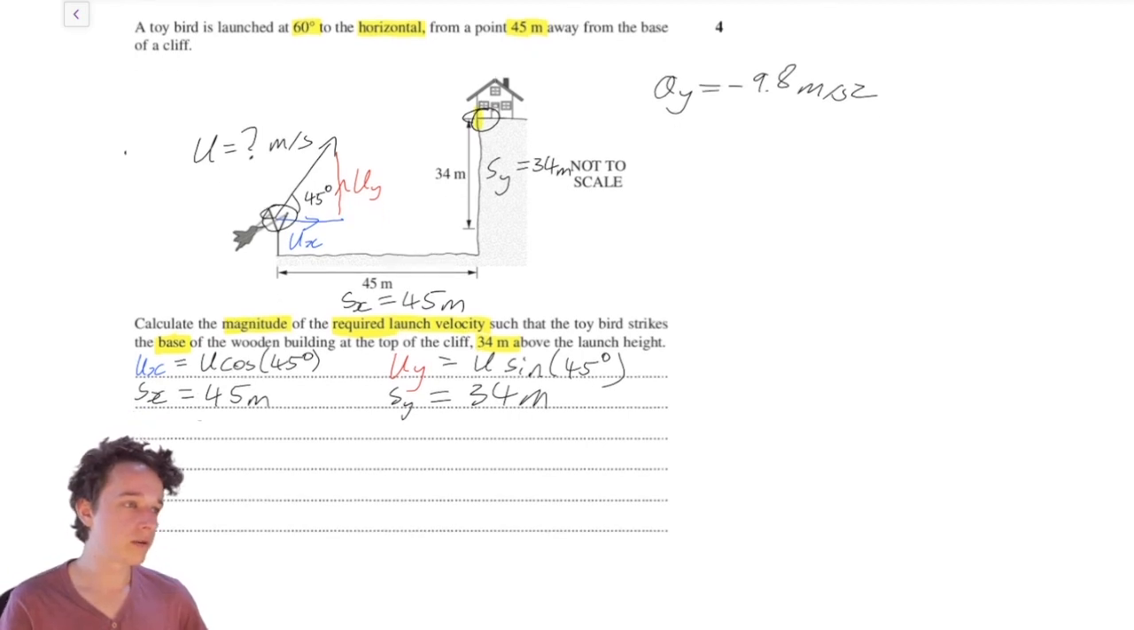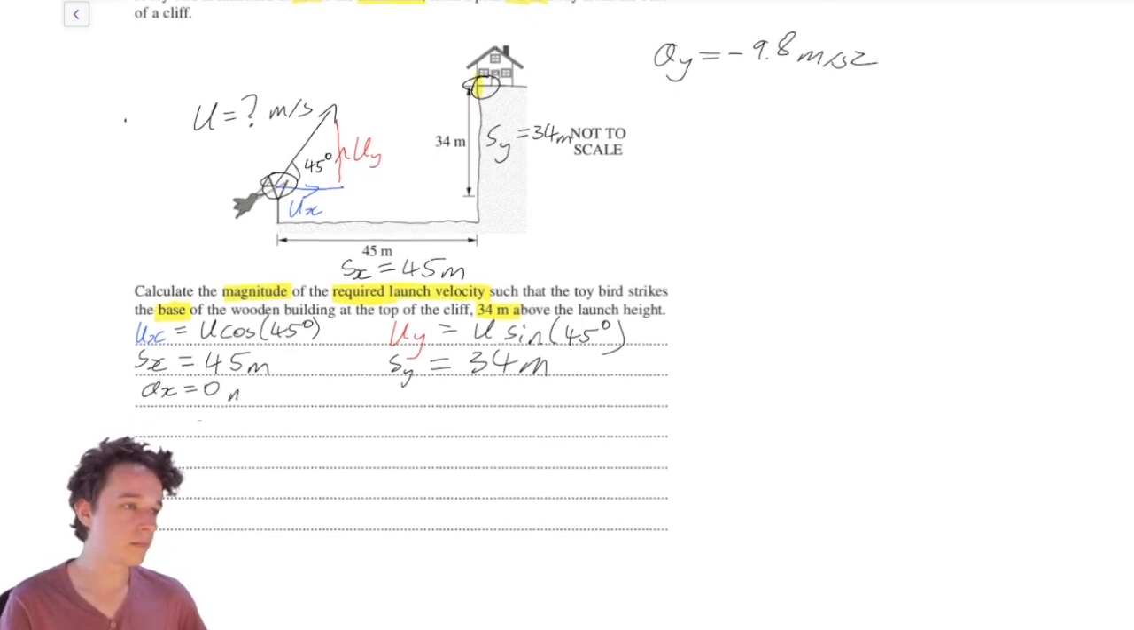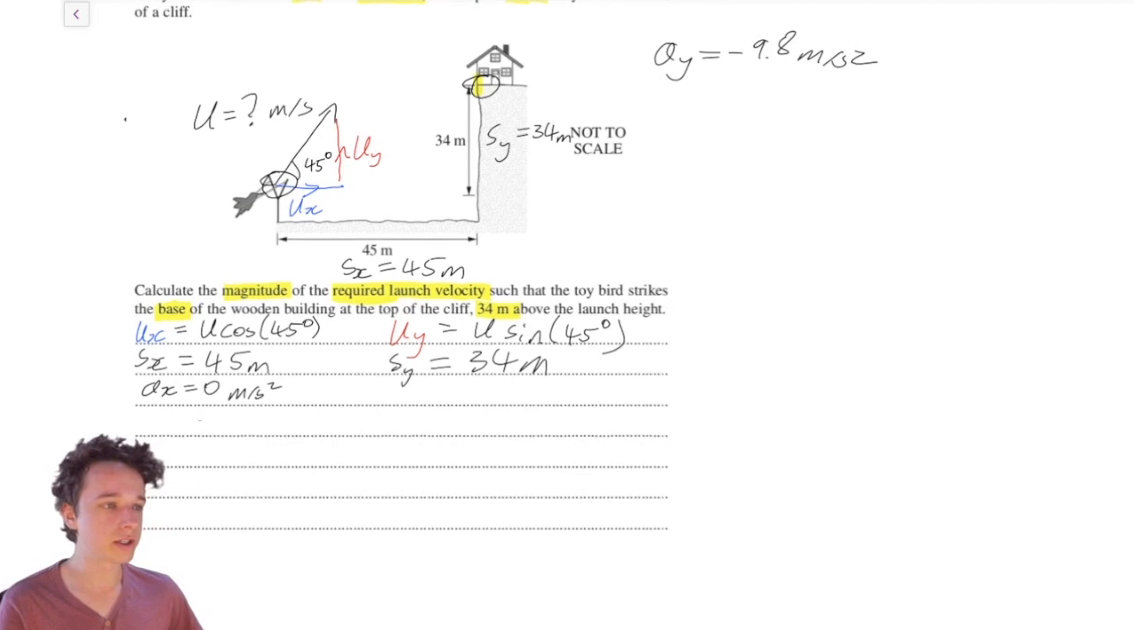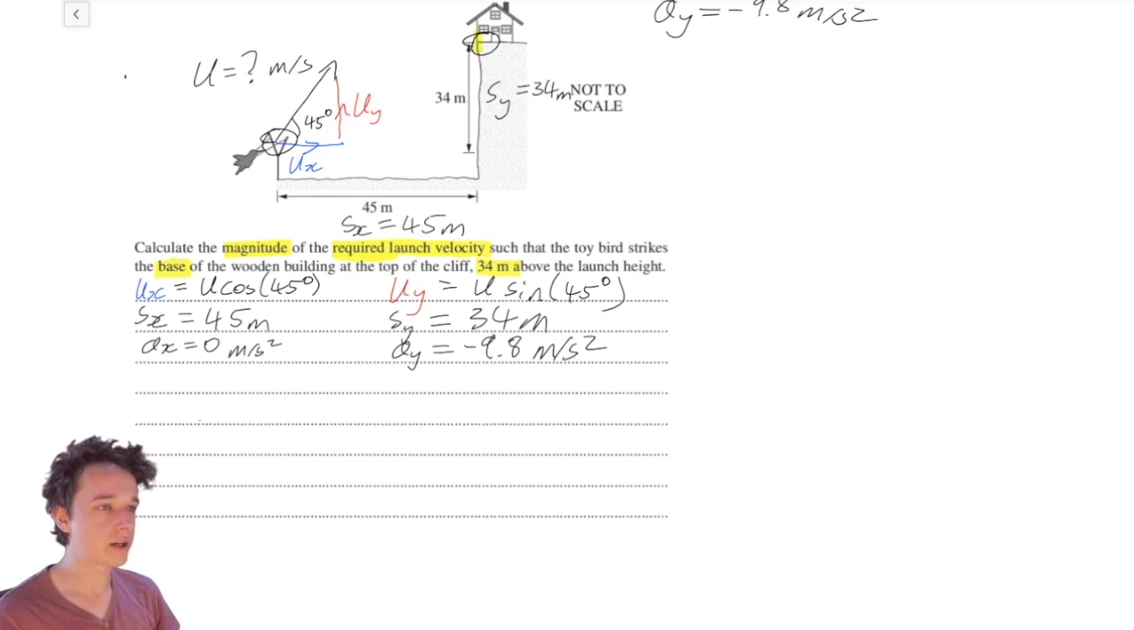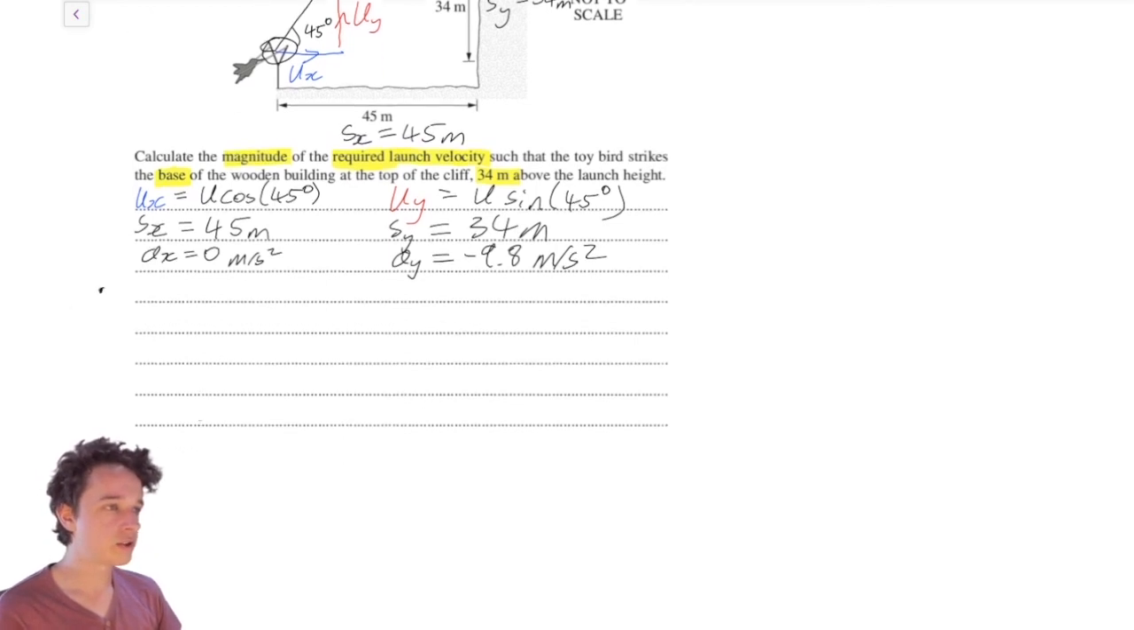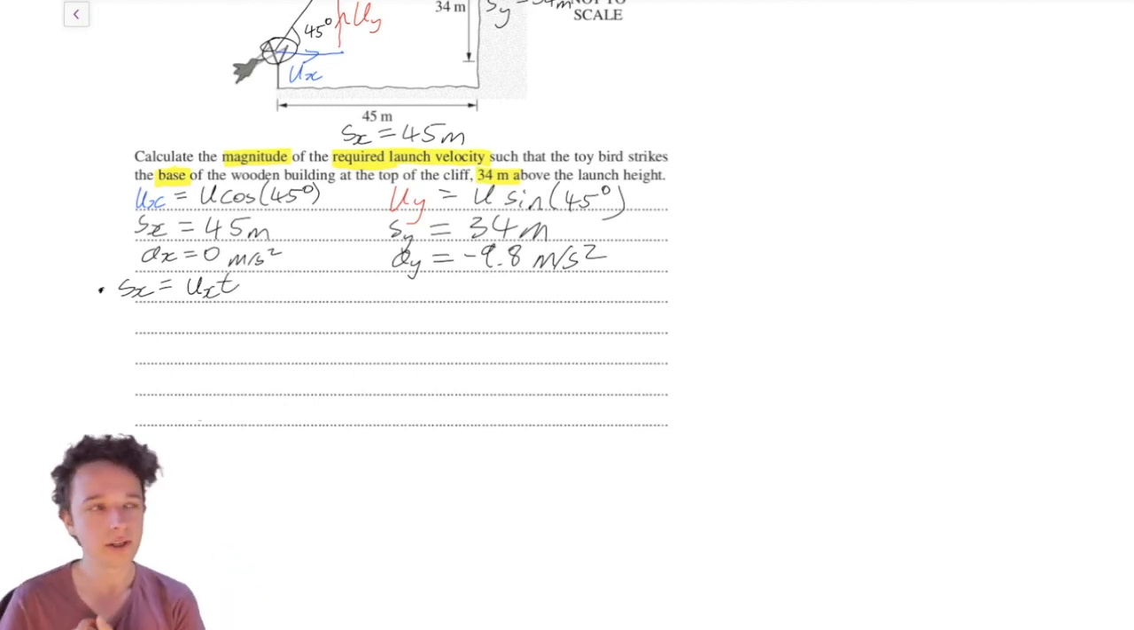We know that the acceleration in the x component is 0 meters per second squared, and we can assume that the acceleration in the y component is negative 9.8 meters per second squared. And we don't know anything about the time yet. So let's use our trusty sx equals uxt plus half at squared. A is 0, so it cancels out the plus half at squared.